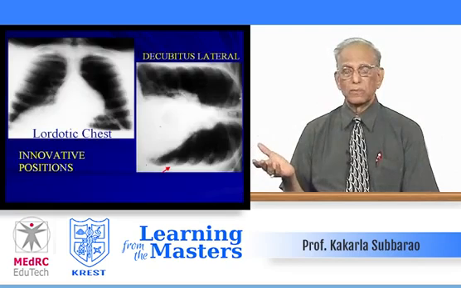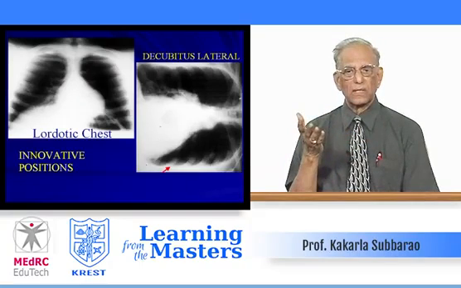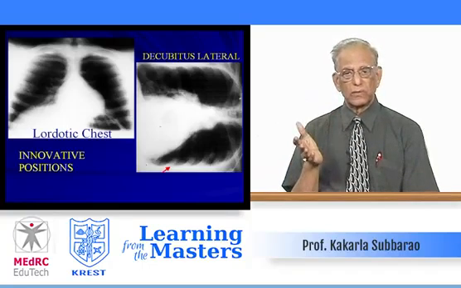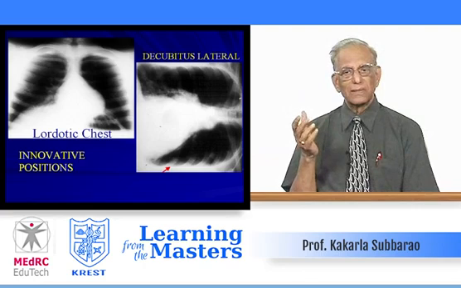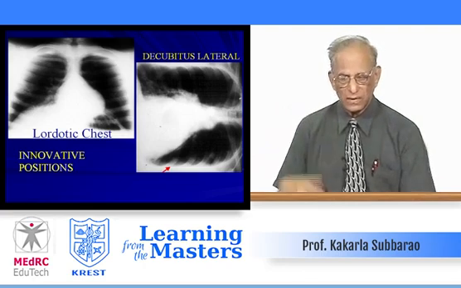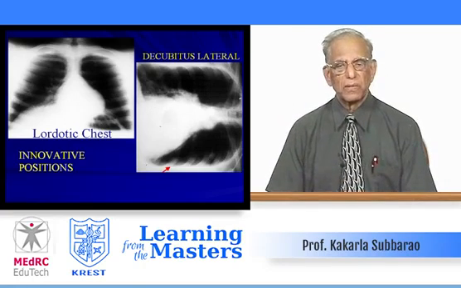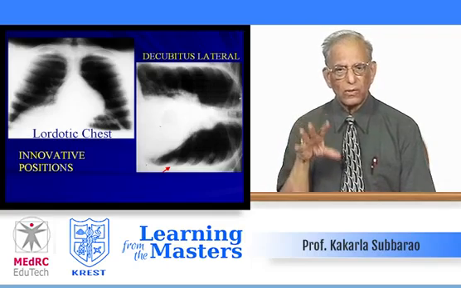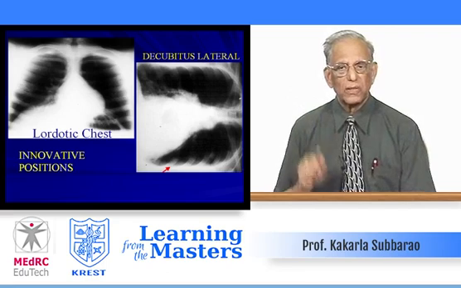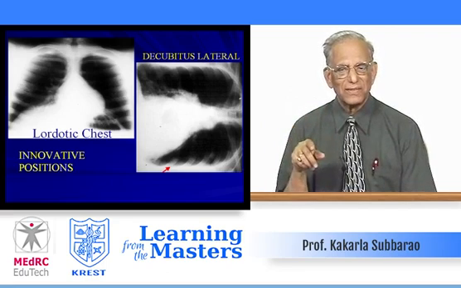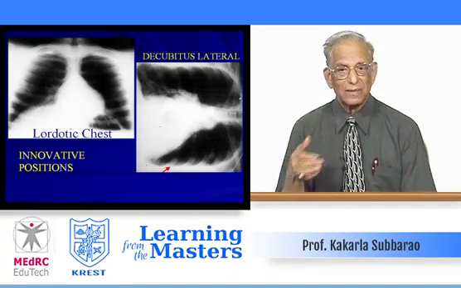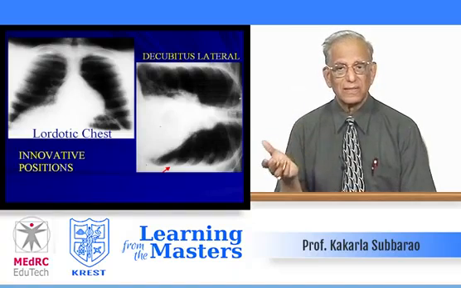Innovative positions, for example, lordotic chest. We always say chest film is essential to diagnose any lesion, particularly tuberculosis, because it is common. But then the infiltrates can be missed. Actually, one of the students from Oxford did a research paper a long time ago, and he said, when you are looking for lung pathology, the routine PA film shows only 30% of the lungs. The rest of it is obscured by domes of the diaphragm, spine, heart, mediastinal structures, clavicles, etc.